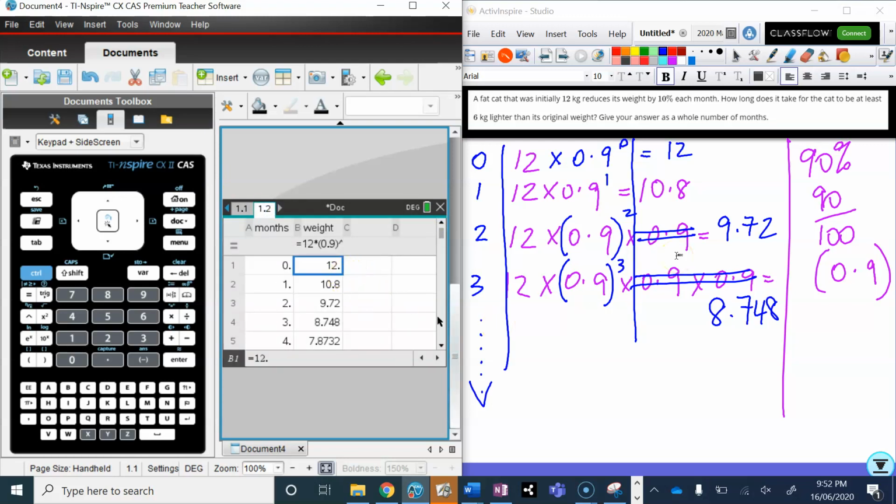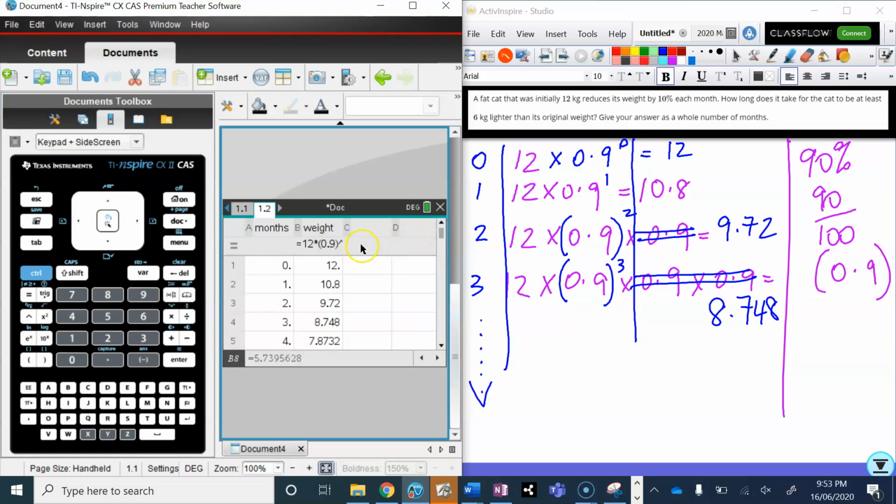So at 0 months, at the start of the experiment, the cat's 12 kilos. At 1 month, the cat is 10.8 kilos. At 2 months, 9.72 kilos. At 3 months, 4 months, 5, 6, 7 months. And again, we can see as we go through the list there that we need to get down to 7 months before the first time that cat is less than 6 kilos. So we sort of knew the answer already, but the spreadsheet works beautifully for something like that.